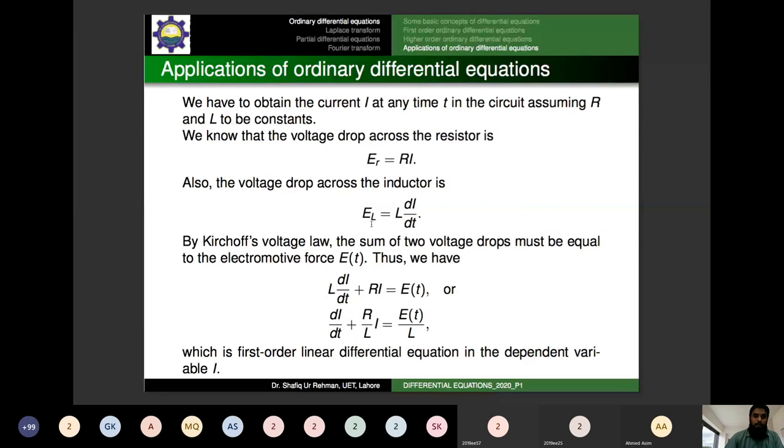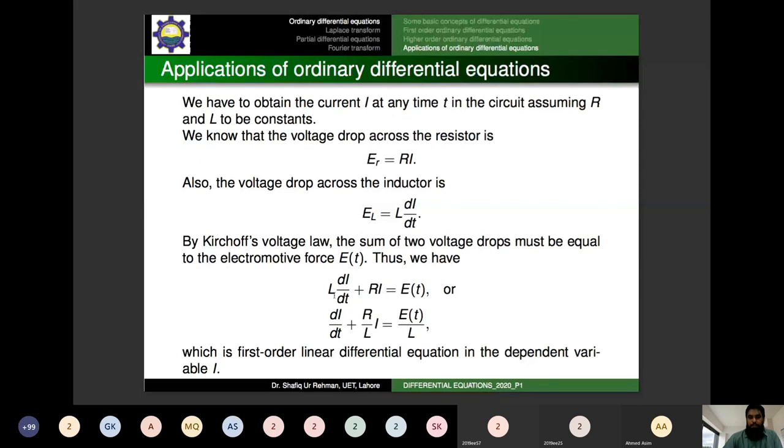By Kirchhoff's voltage law, the sum of two voltage drops must be equal to the electromotive force, the main source behind the scene. That source could be a battery, a generator, or whatever, you name it. So then you need to combine them. ER plus EL must be equal to capital E, the electromotive force. What is ER? Capital RI. What is EL? L di upon dt.